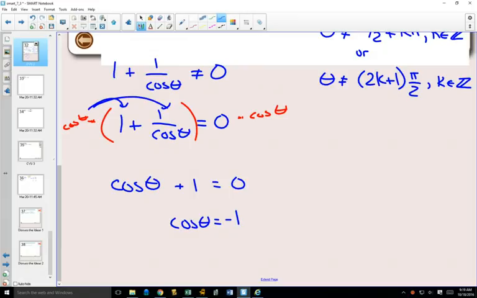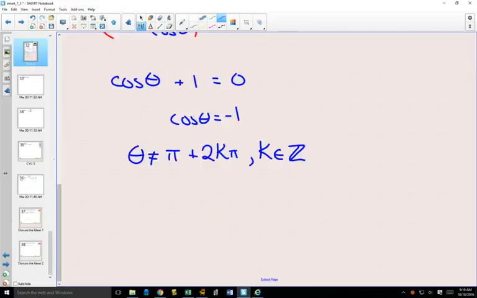Pi. When's the next one? 3 pi, 5 pi, 7 pi. So theta can't equal pi plus all the coterminal angles with pi. So you could write it this way, or if you're noticing that it's all the odd numbers of pi, you could also write it this way: an odd number times pi.